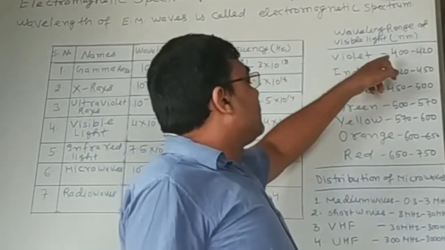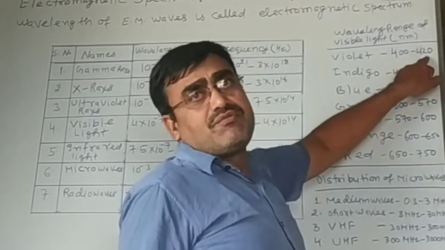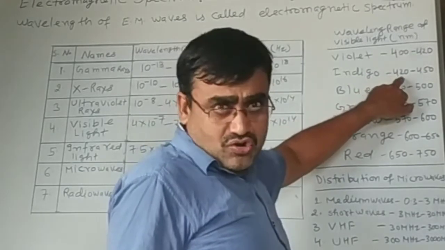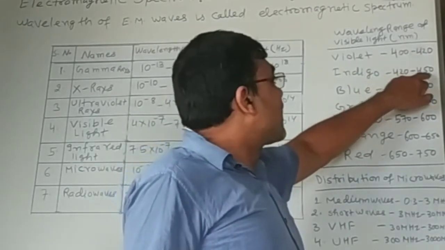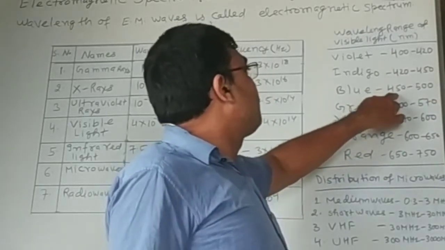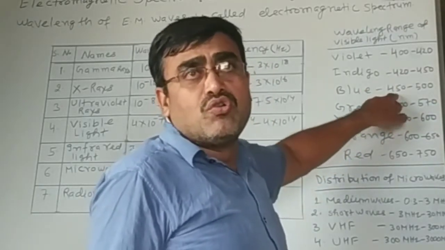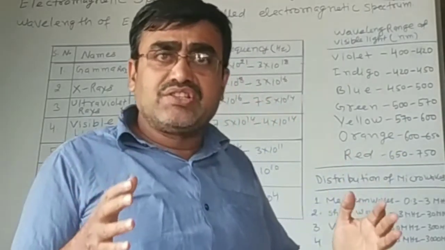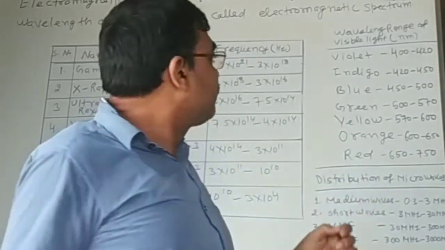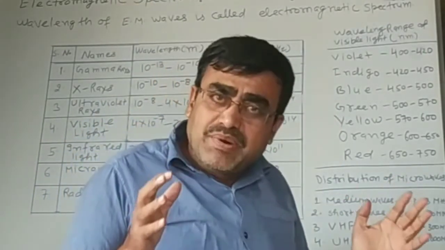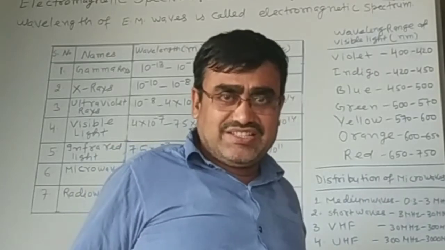That means the second limit of violet becomes the first limit of indigo, and the second limit of indigo also becomes the first limit of blue, and this rule is obeyed in all components of visible light.